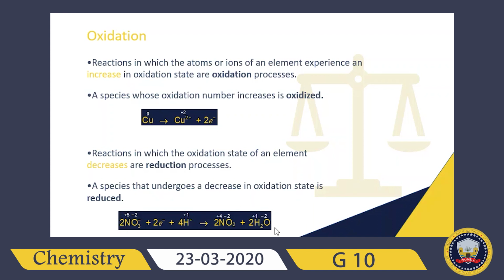So in reduction reaction, the oxidation number will decrease, and as you can see here, this atom or this ion is gonna gain a number of electrons, while in oxidation reaction the ion or the atom will lose such a number of electrons.